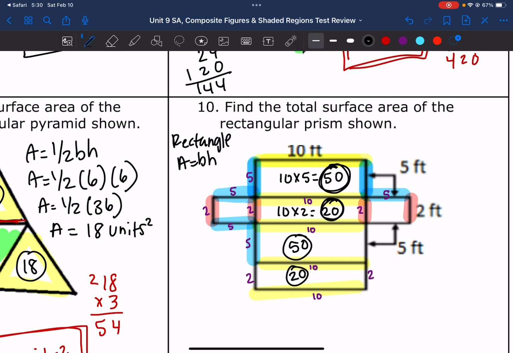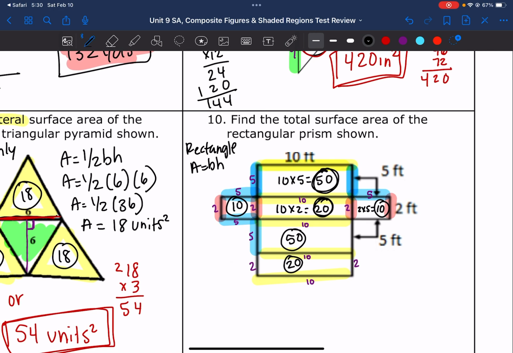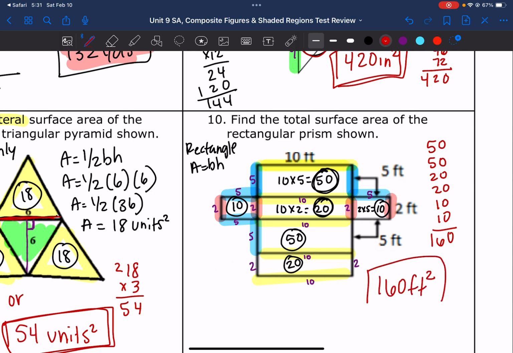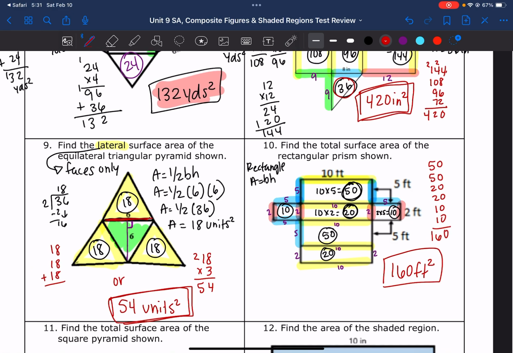Now let's look at the bases. We have 2 times 5, if I can spell. All right, 2 times 5, which is going to be 10, which means this one is also 10. Now, what do I do with all of these? I just add. So 50 plus 50 plus 20 plus 20 plus 10 plus 10. Okay, so 0 here, 5, 10, 11, 12, 13, 14, 15, 16. So we would have an answer of 160 feet squared for the total surface area of this rectangular prism. Okay, all right.